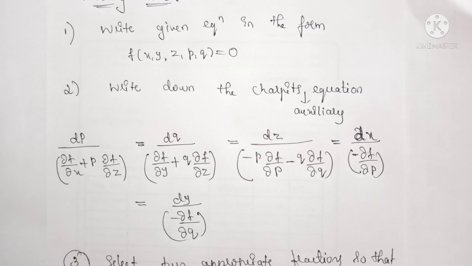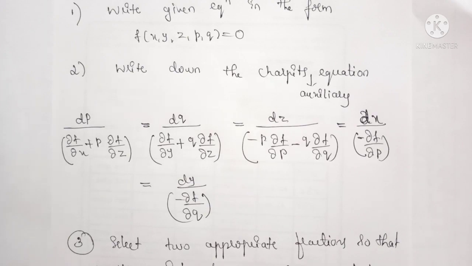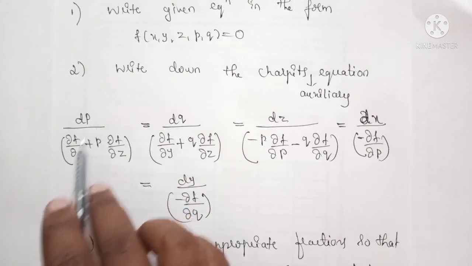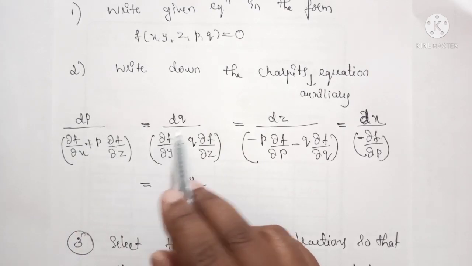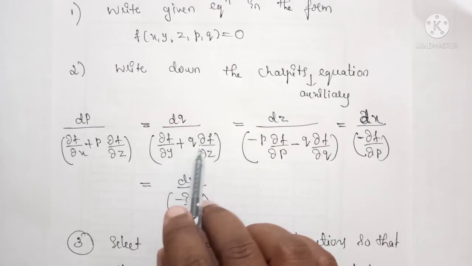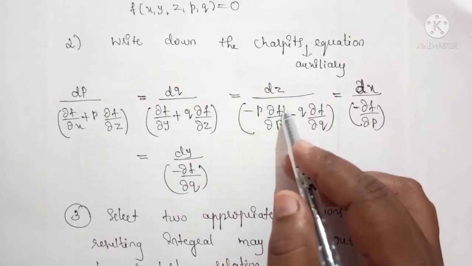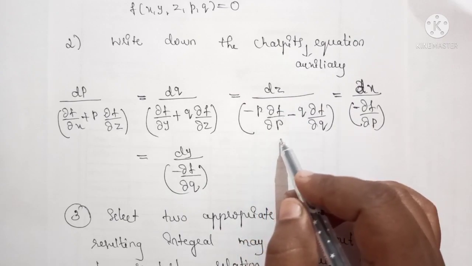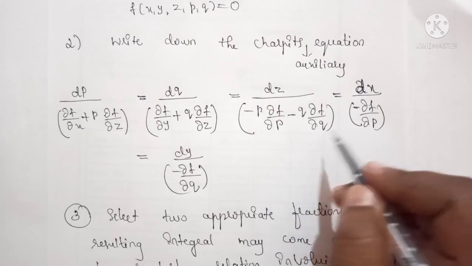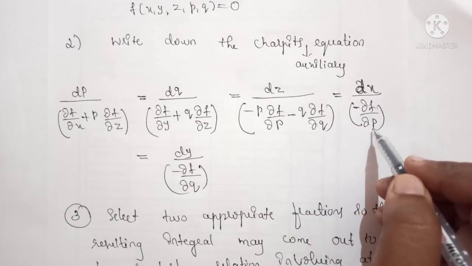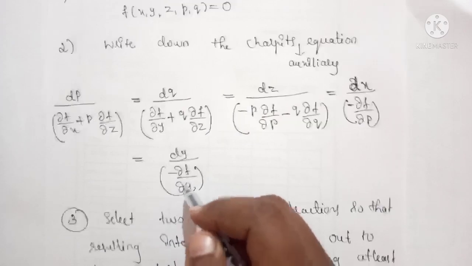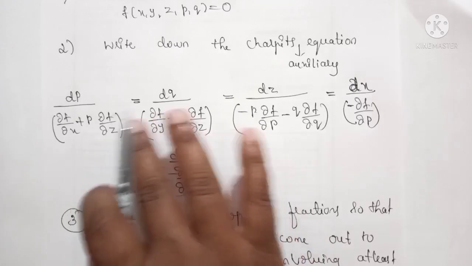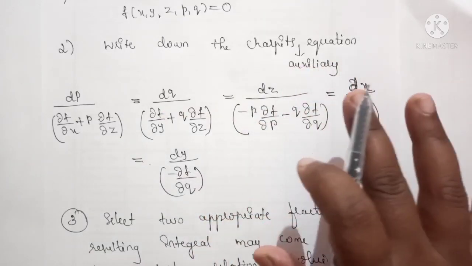Next step is very important. We have to write the Charpit's auxiliary equation. You have to remember this formula. The Charpit's auxiliary equation is given by dp divided by (dou f by dou x plus p into dou f by dou z) equals dq divided by (dou f by dou y plus q into dou f by dou z) equals dz divided by (minus p dou f by dou p minus q dou f by dou q) equals dx divided by (minus dou f by dou p) equals dy divided by (minus dou f by dou q). These are Charpit's auxiliary equations.